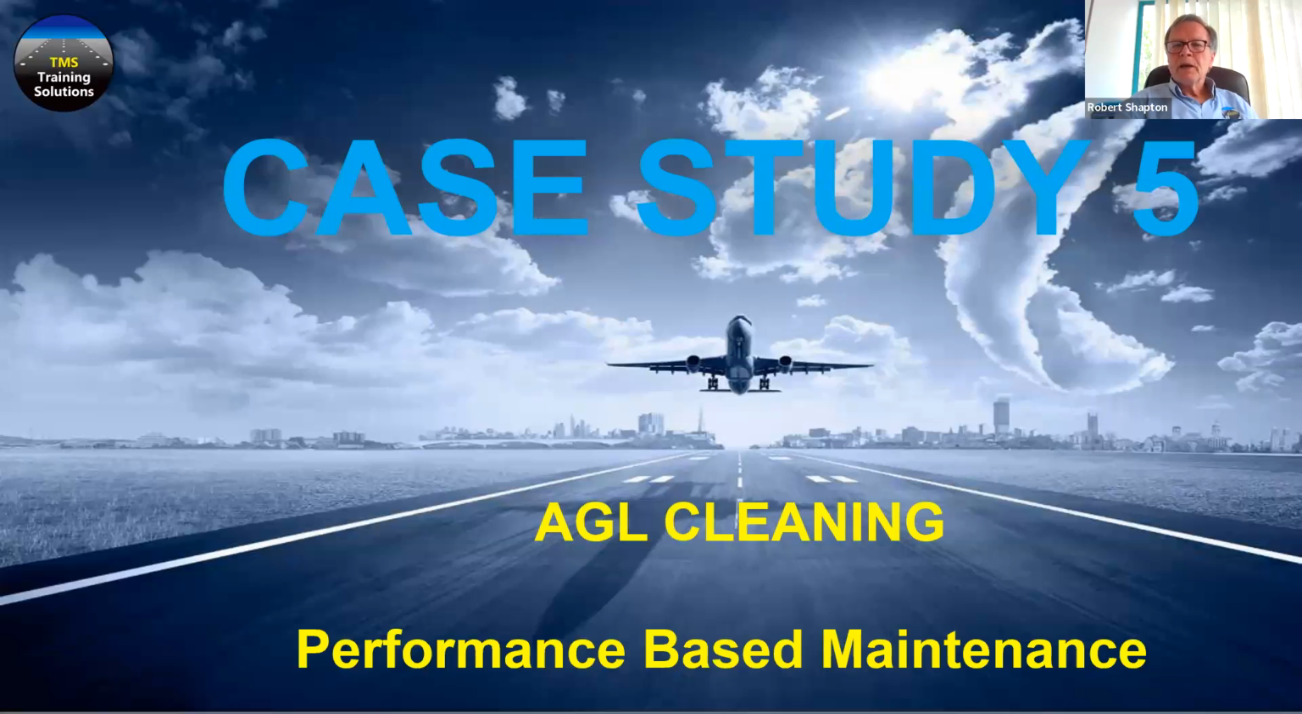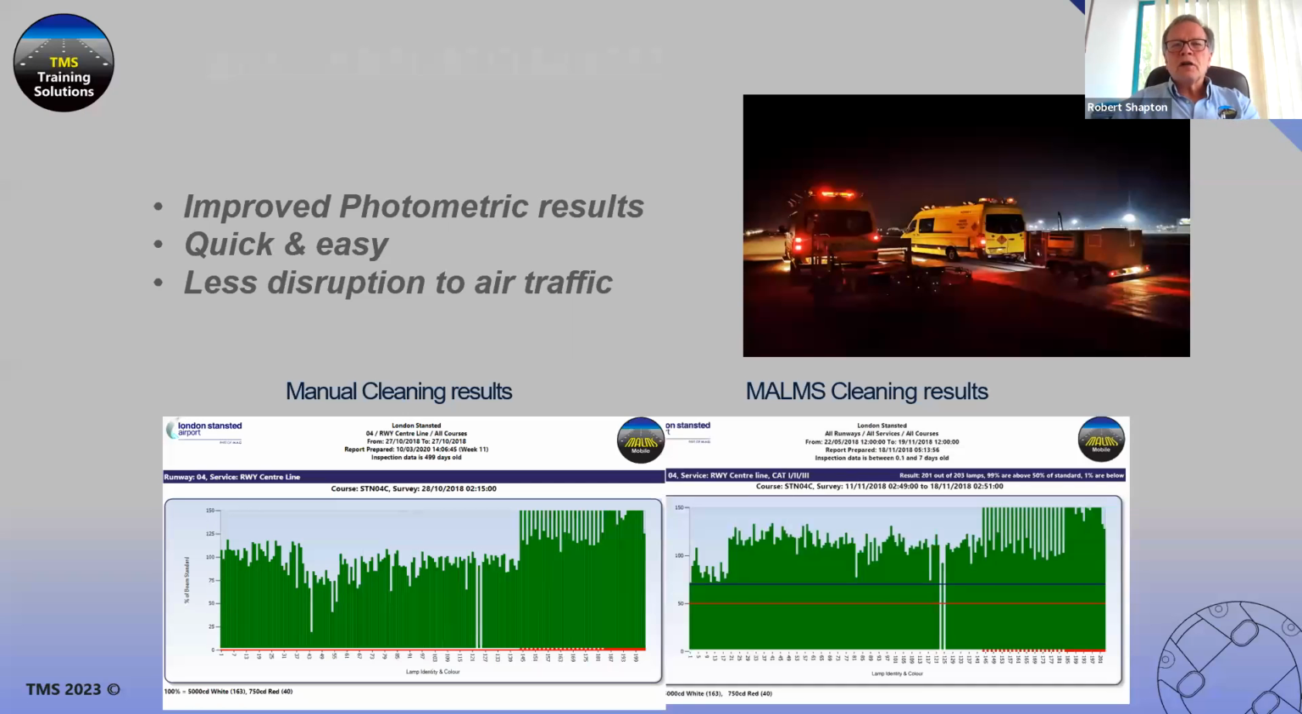Airfield lighting cleaning. Contamination on airfield lights is by far the most significant factor for poor photometric performance. But the question is, how do you do it and how often do you need to do it? Again, it all comes down to measurements. You need to make data-based decisions. The objective was to get improved photometric results. You want to do cleaning that's quick and easy and with the minimum disruption to air traffic.